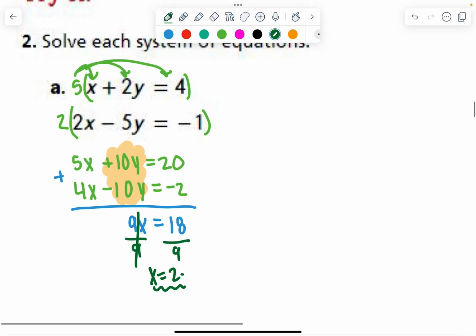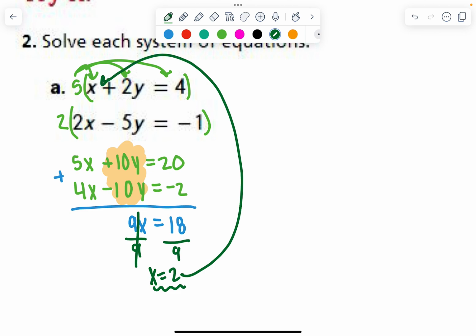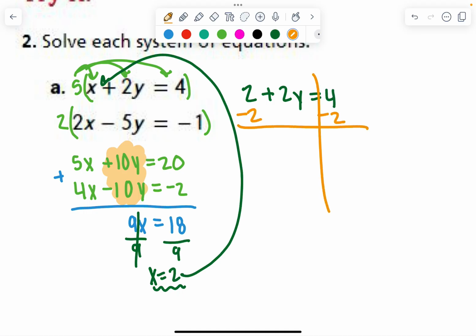All right, now I need to solve for y, replacing this x with 2. So we're going to have 2 plus 2y equals 4. I'm going to subtract both sides by 2. So we have 2y equals 2, divide both sides by 2 now, and we're going to have y equals 1. So our ordered pair is 2, 1.